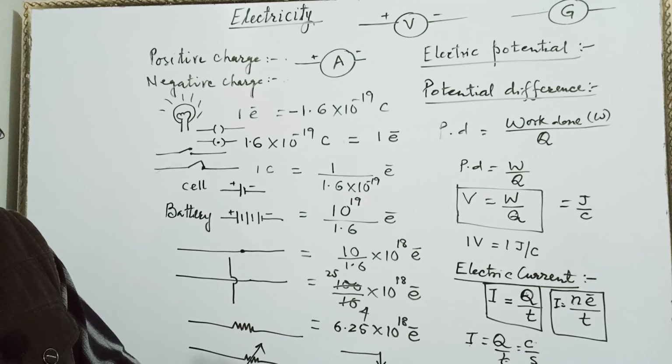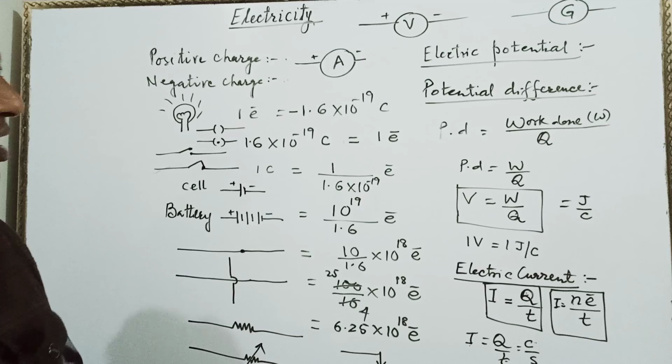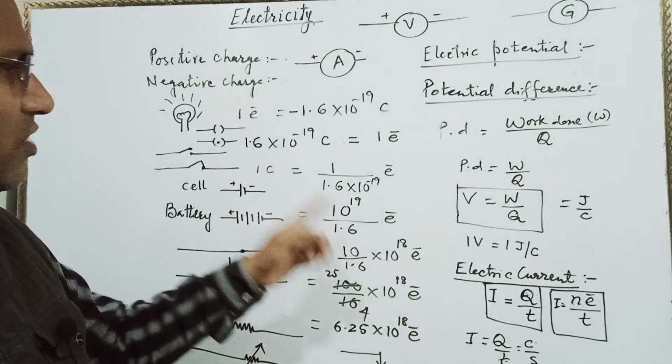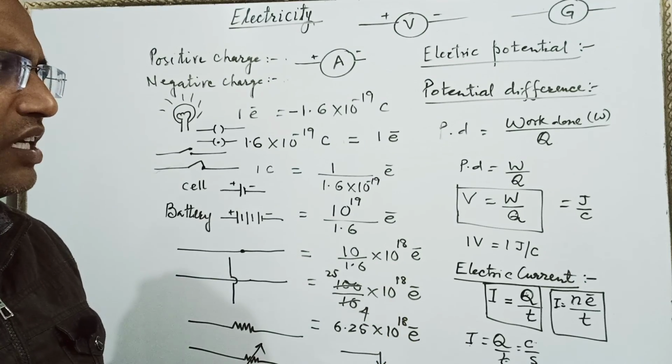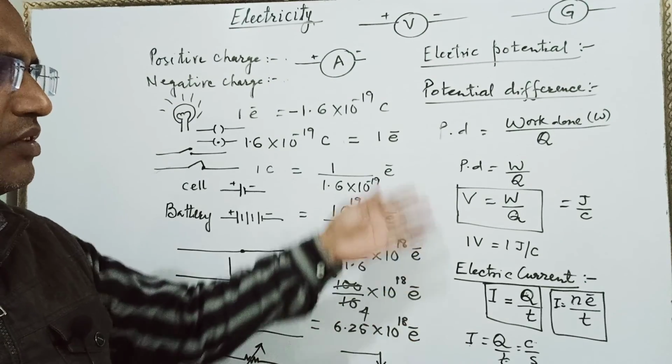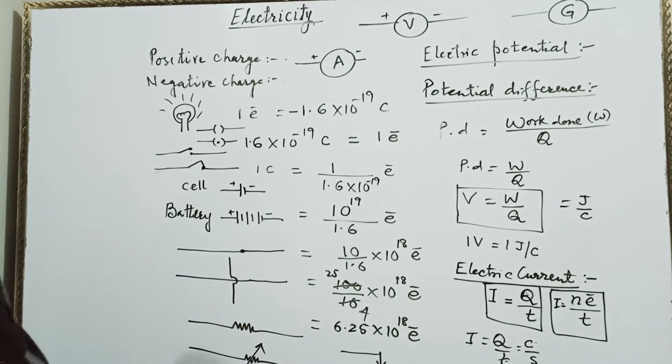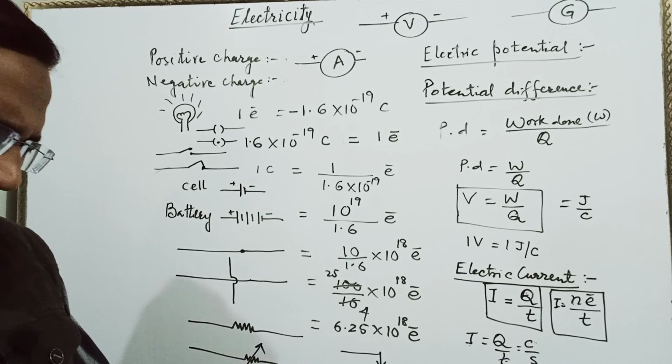Next, see, many numericals are given in your book based on these formulas. About the numericals, when we have time, we will do the numericals of this chapter separately. Now we will do the next part.